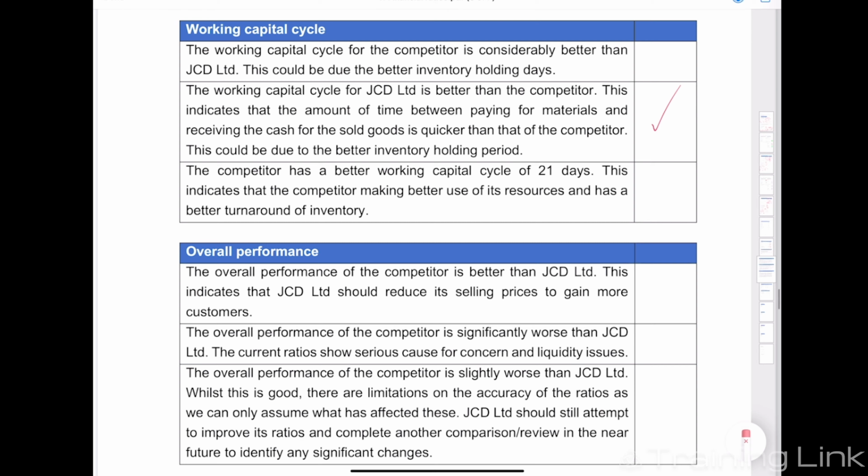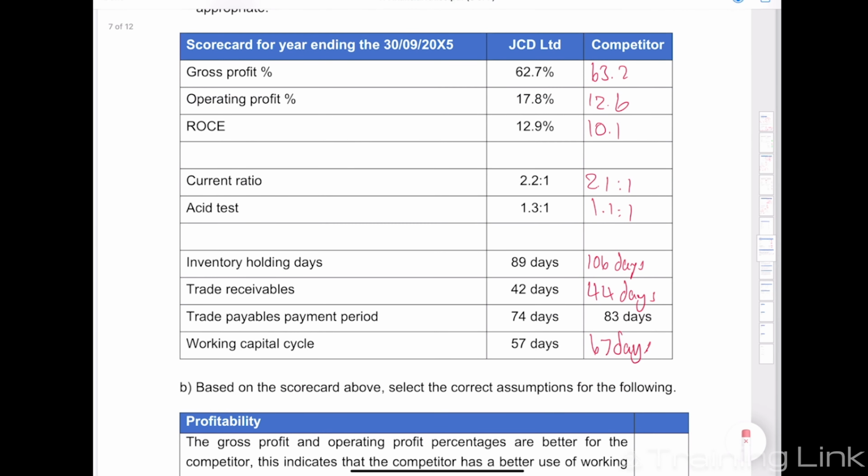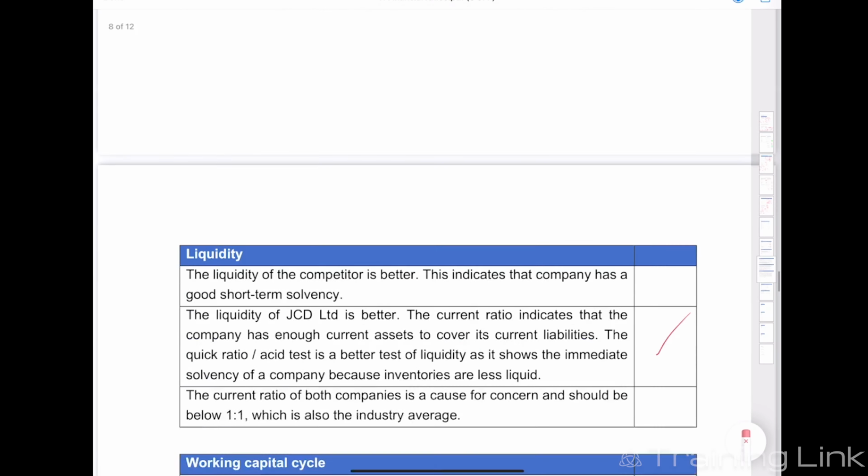Well, again, I wouldn't say that's true. I mean, the current ratio is over 1, the acid test is over 1. Overall, the ratios are not quite as good as JCD, but pretty close. So I don't think there's any cause for concern. So it wouldn't be the second option.